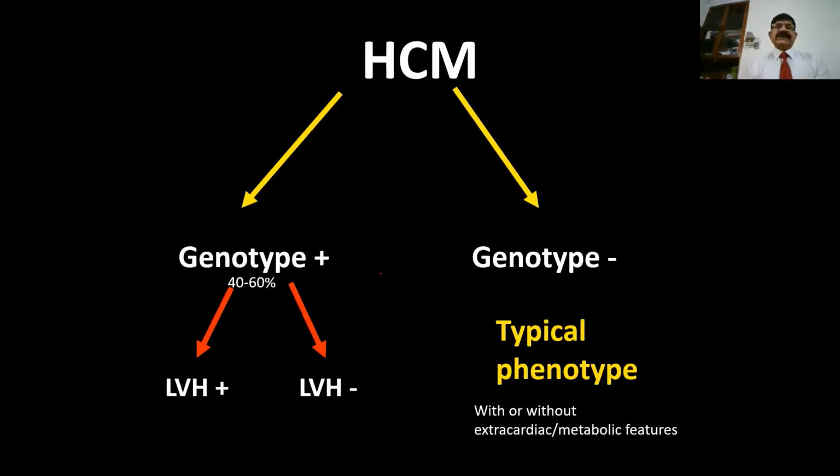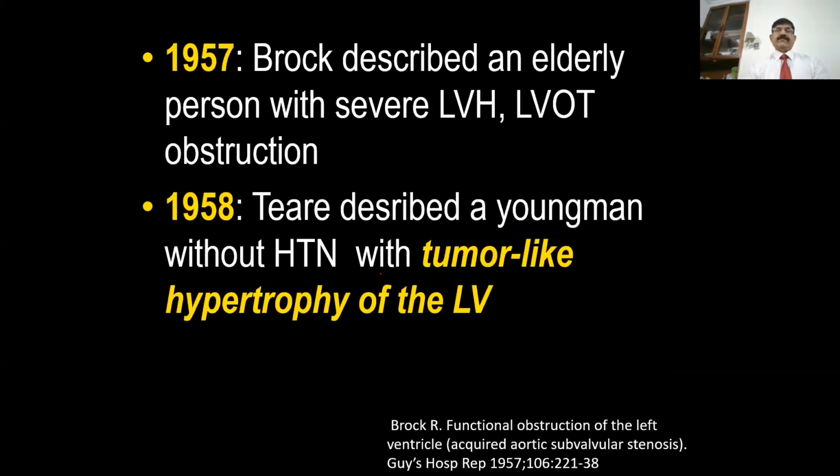Nearly 50% are genotype positive, which means they have a mutation of a sarcomeric protein, and 50% are genotype negative. In both conditions, you can have typical phenotype and you may not have typical echo features. So echo features can be present with genotype negative hypertrophic cardiomyopathy as well as genotype positive.